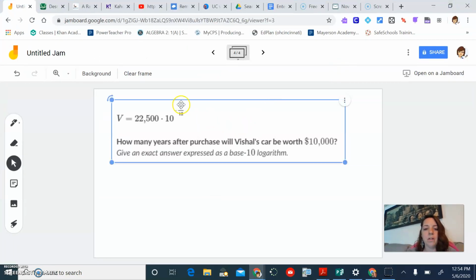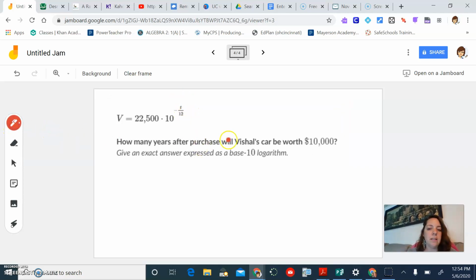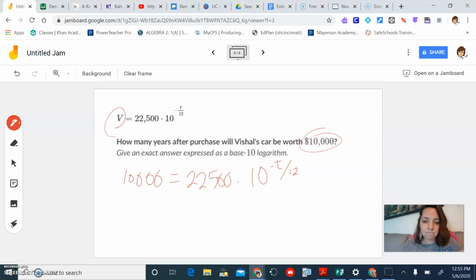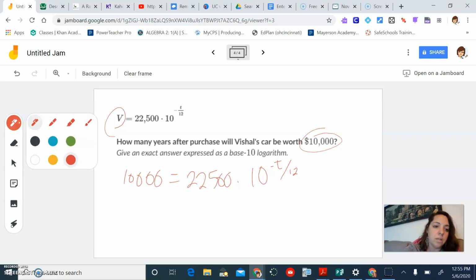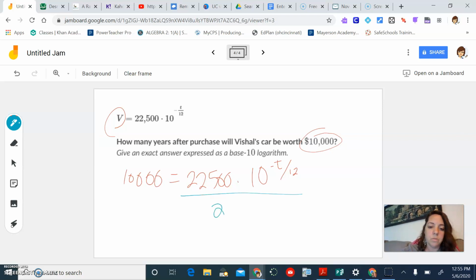So this time, we're not just plugging in 10,000 for the number of years, right? This time we're plugging in 10,000 for the value of the car. So I'm going to do 10,000 equals 22,500. First of all, that's a nice car, better than I ever got. Times 10 to the negative t over 12. And then we're going to solve this just like we did in the last assignment's equations. So first I'm going to divide both sides by 22,500 because that's on the same side of the t but farthest away from it.